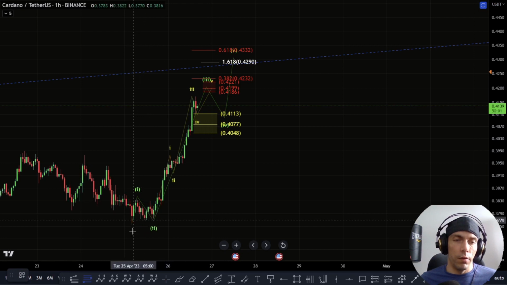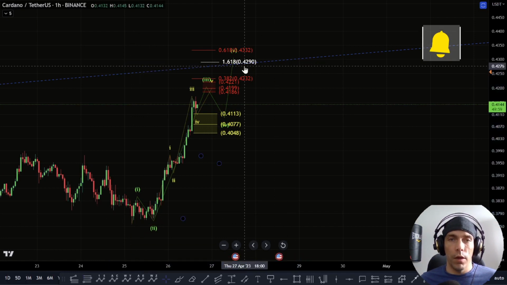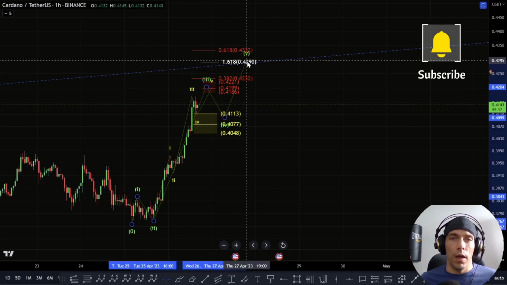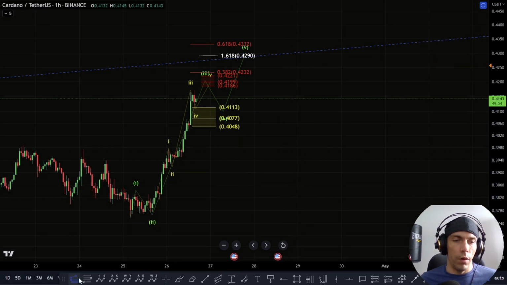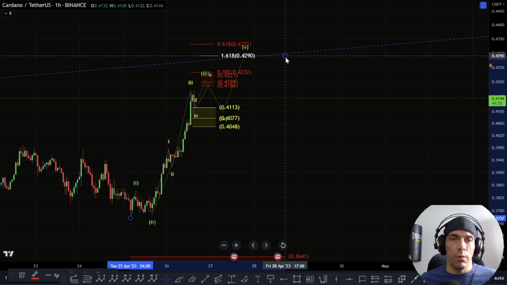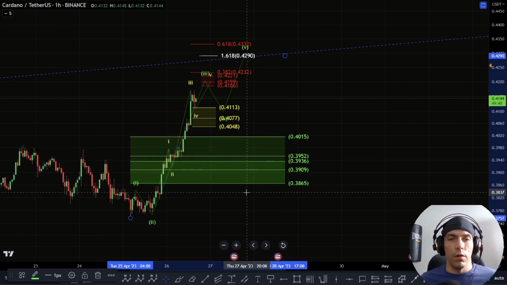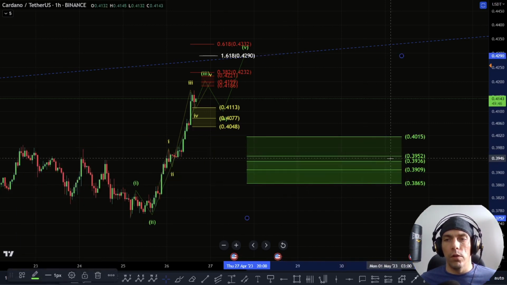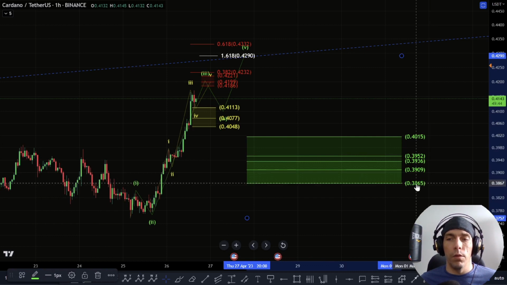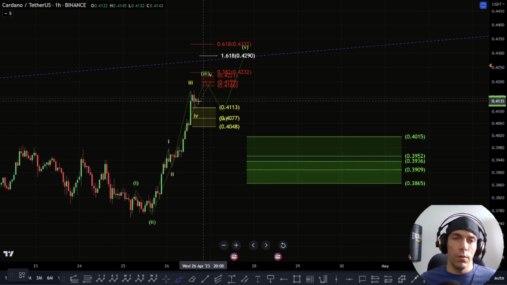And what we'd want to see is something like this. So, for instance, if we came up into this zone here and went up into that 1618 area, what we could then be looking for is a retracement that looks to bring us back down into this lower region here of this 40.15 to this 38.65. So that's what we would want to see.